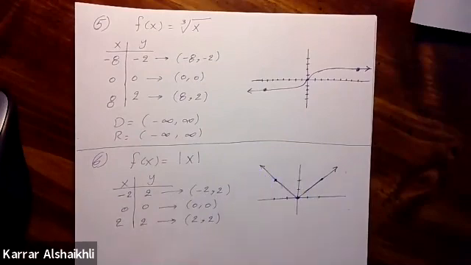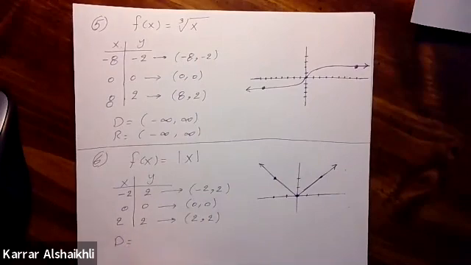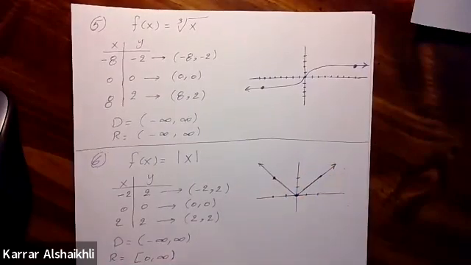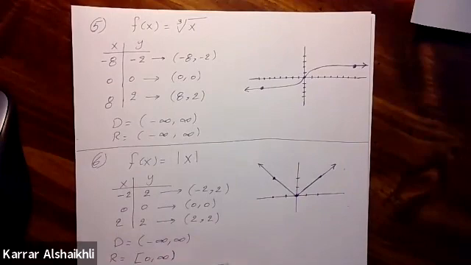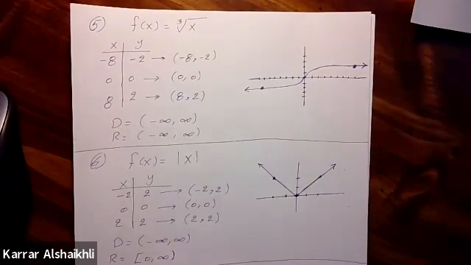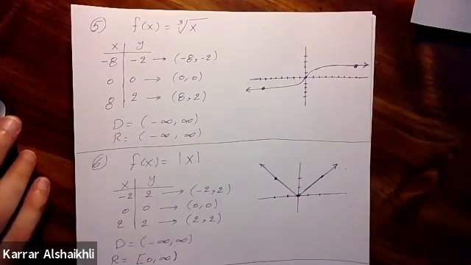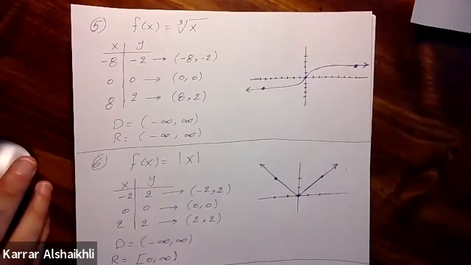starting from 0 to infinity. So the domain, always the domain for this function, is from negative infinity to infinity, because we can choose negative numbers and positive numbers, and the range is from 0 to infinity. So this is the last function. You have to know these 6 functions because we're going to use them a lot in the next section, section 2.7.